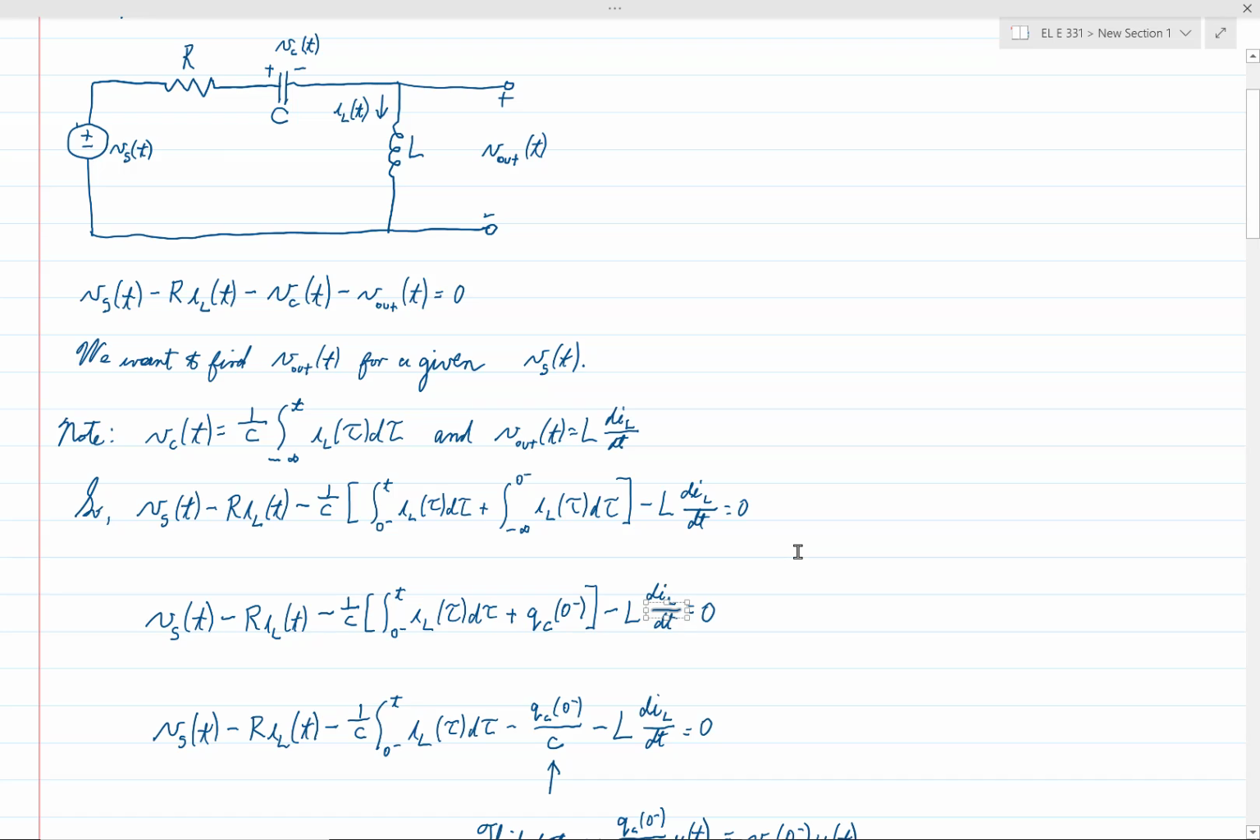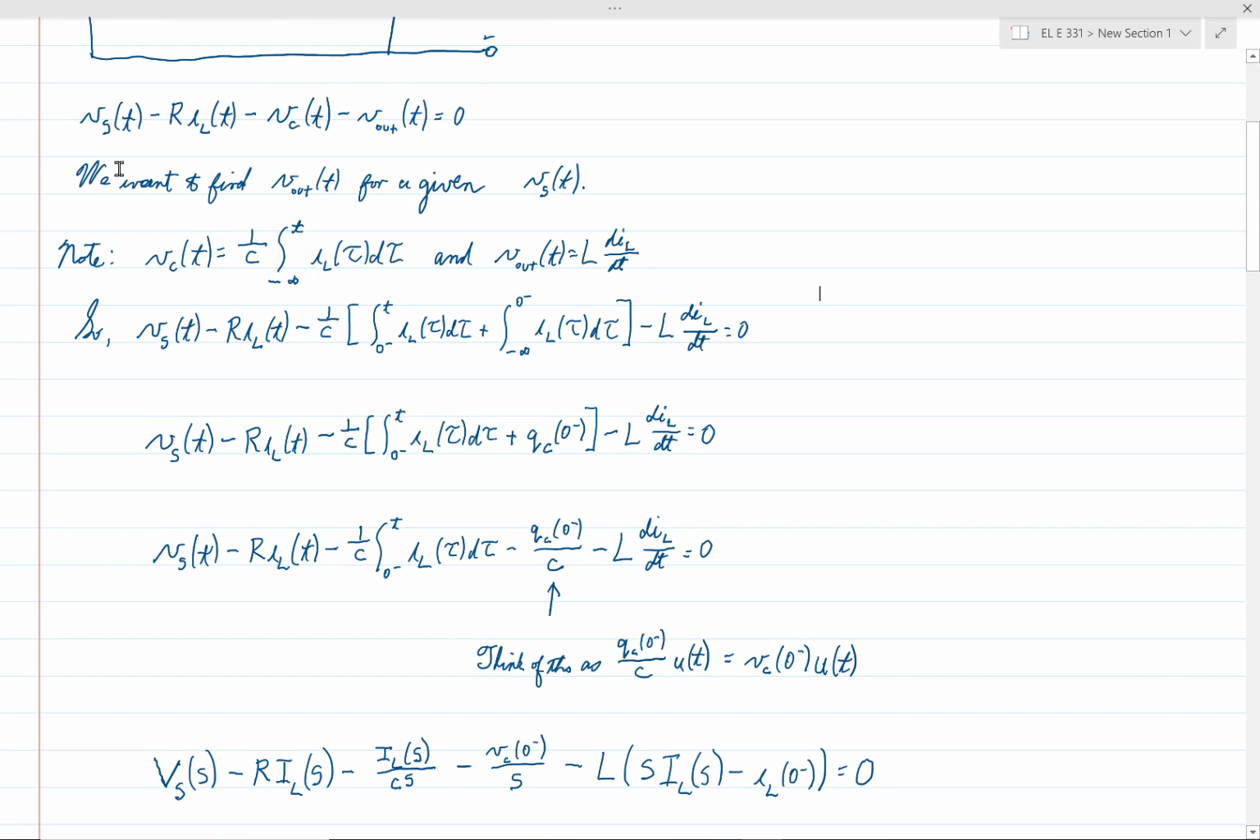In problems 1 and 2, V out is equal to this because it's the voltage across the inductor. In problem 3, V out will be equal to this because it's the voltage across the capacitor. And in problem 4, V out will be equal to this because it's defined as the voltage across the resistor. Okay, now that we have said a little bit about that, let's go ahead and proceed.